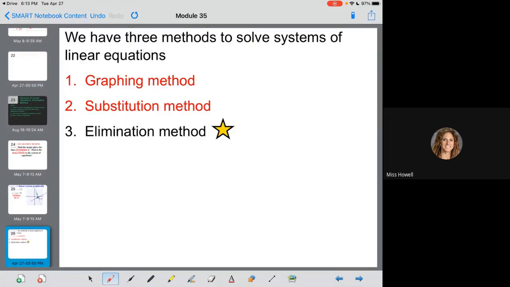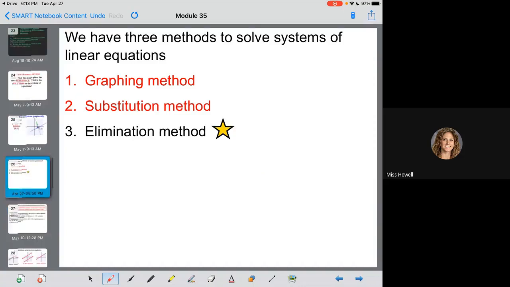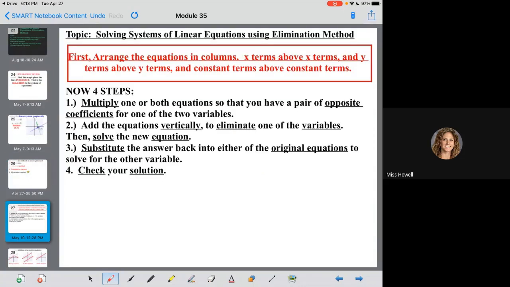So at this point, I should be an expert with using the graphing method to get my solution of a system, and using the substitution method to get my solution to a system. And today we are going to continue with our third option for solving, which is eliminating x or y to help me solve the system. And the way that we do that is getting opposite coefficients on one of our variables.